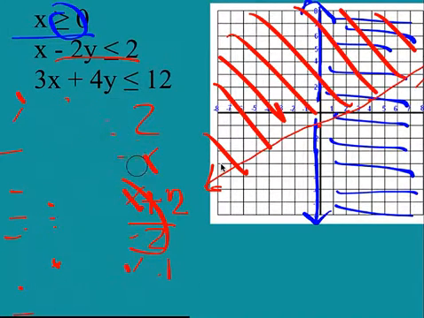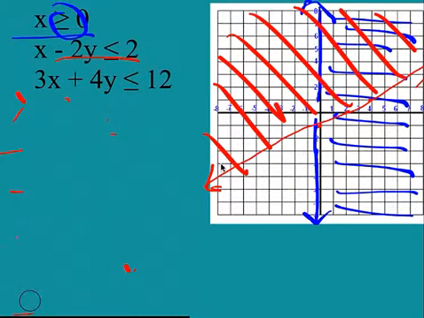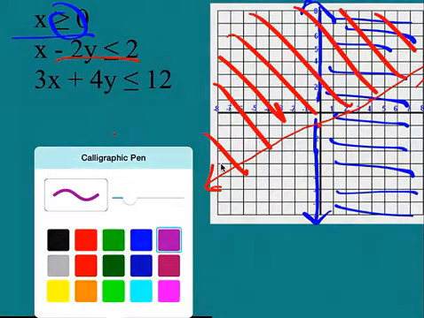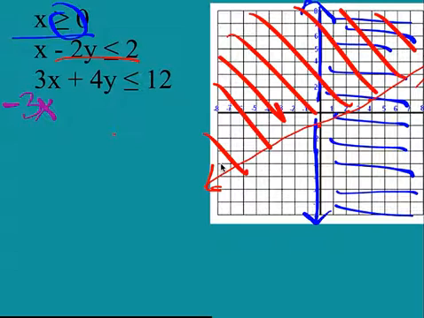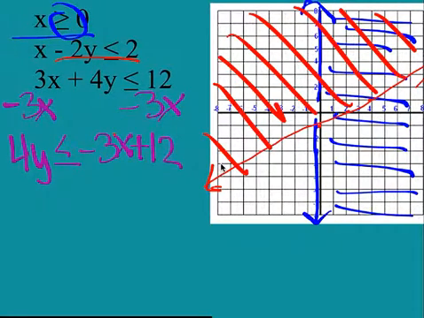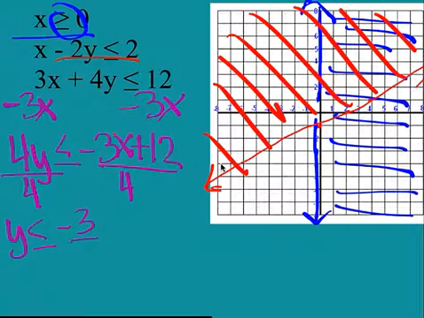So let's go ahead and do that. We need to solve this next equation for y. When we do that, I'm going to start by taking that 3x and subtracting it over to the other side. So then I get 4y is less than or equal to negative 3x plus 12. Then I'm going to divide both sides by 4, and I get that y is less than or equal to negative 3/4 x plus 12 divided by 4, which is 3.